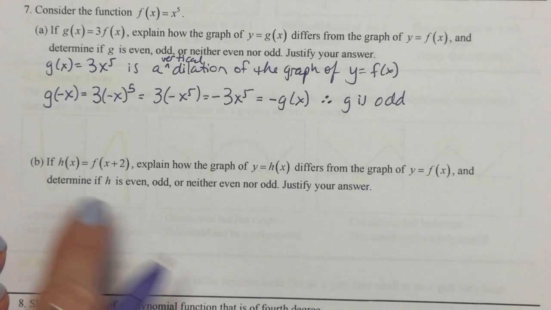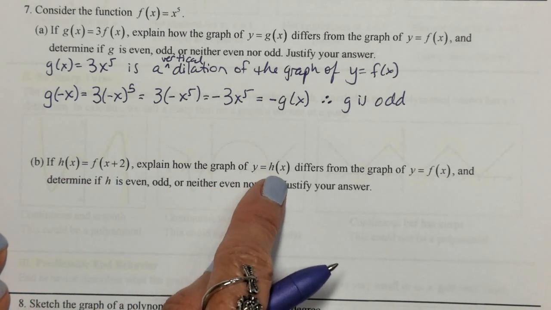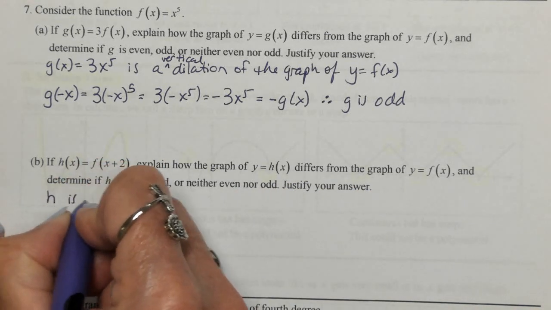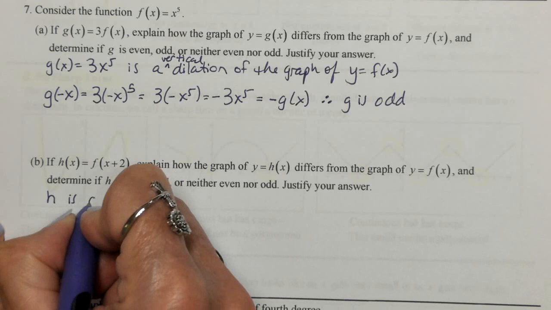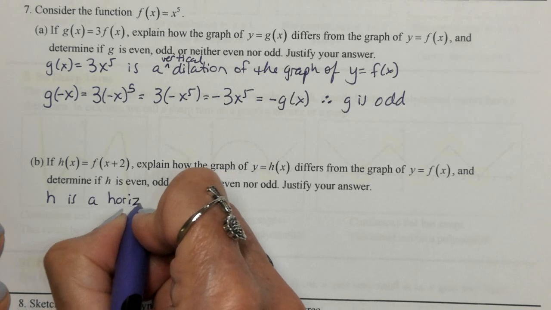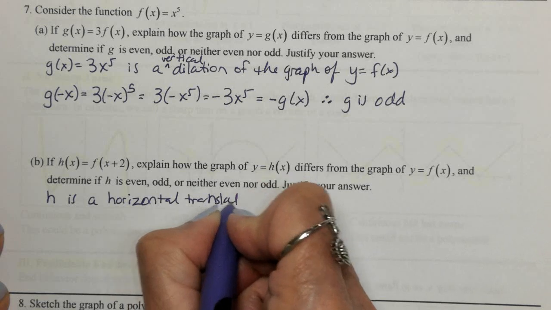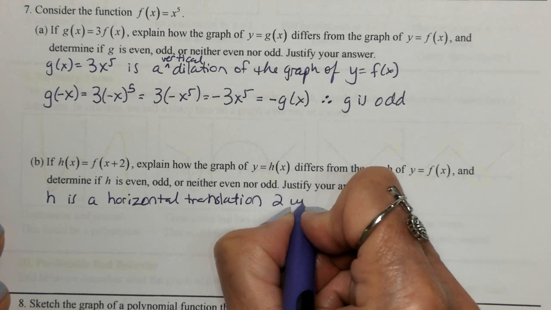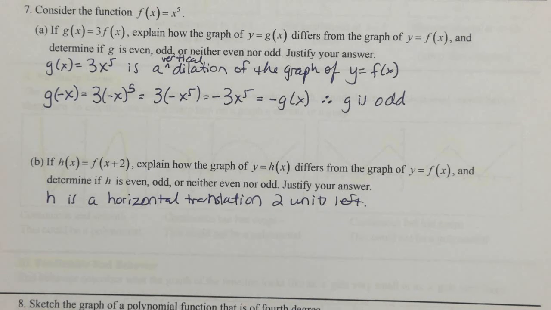Okay. What if h is f of x plus 2? How does h differ from the graph of f? Well, h is a horizontal translation. We're moving x, so it's a horizontal translation. h is a horizontal translation 2 units to the left. Yep, 2 units to the left.